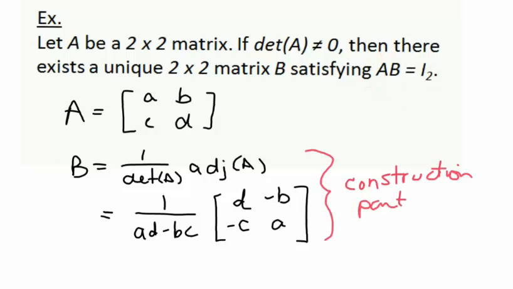So trying to determine the form of B here is actually the construction part of our proof. And to finish off the construction portion of our proof, we have to show that this matrix B down here does satisfy A times B is equal to I2. So we're going to do that on the next slide.